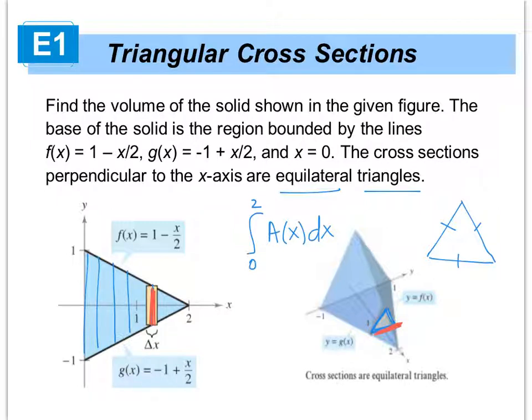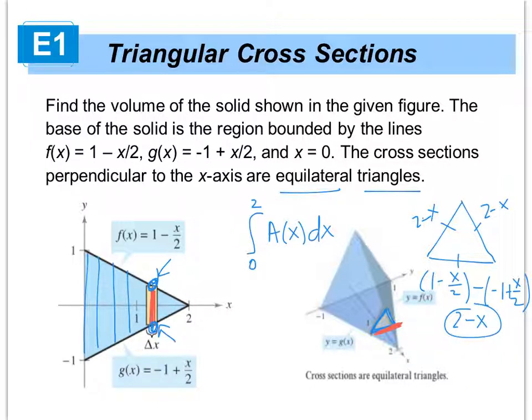The base of our equilateral triangle starts up here and ends down here. So the side length is 1 minus x over 2 minus negative 1 plus x over 2. In this case, our side length is 2 minus x. That's the side length of each side of our equilateral triangle. It's just the distance from the point here to the point here.